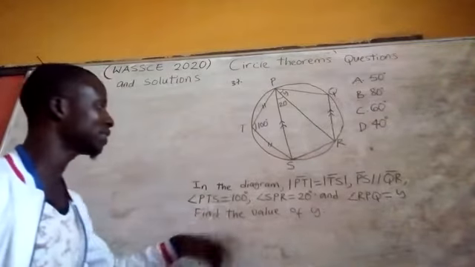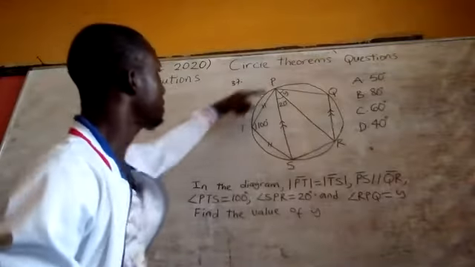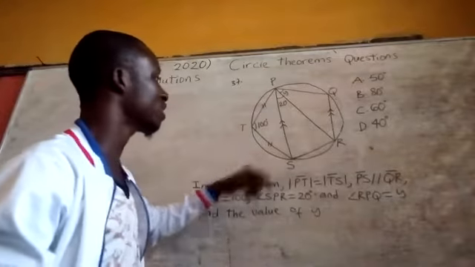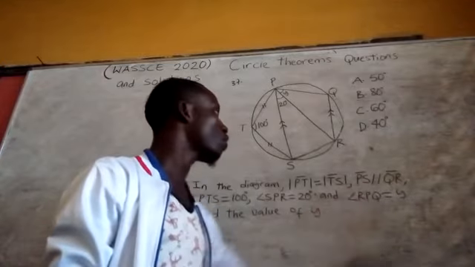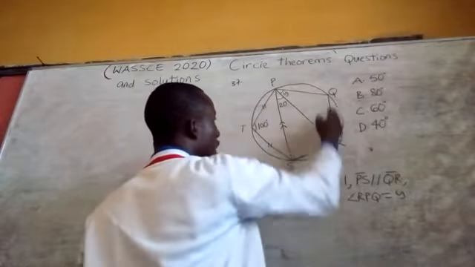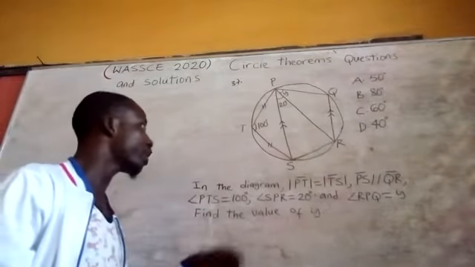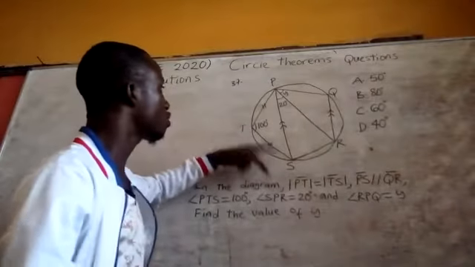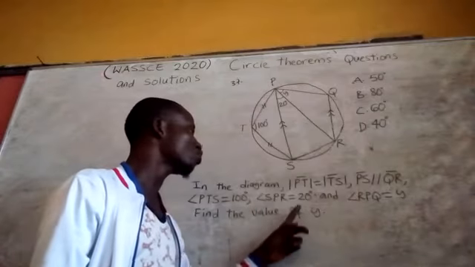In the diagram, line PT is equal to line TS. Line PS is parallel to line QR. Angle PTS is equal to 100 degrees, and angle SPR is equal to 20 degrees.